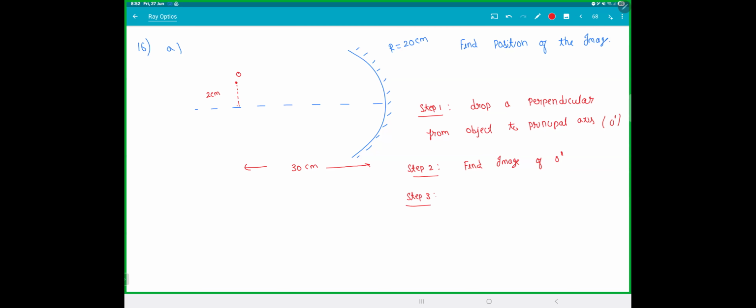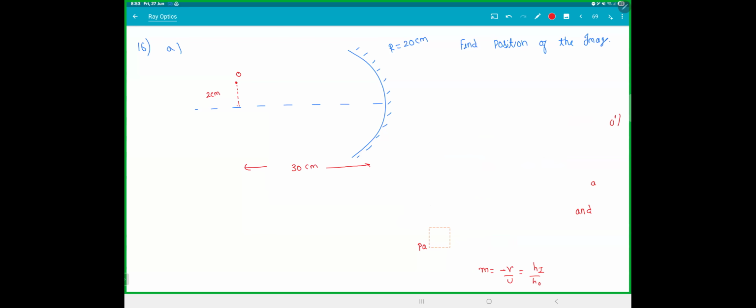Step 3. Now the actual image lies on a line perpendicular to the principal axis and passing through O dash. So basically you can use the formula magnification, minus V by U, is equal to height of the image by height of the object. So let me show you this.